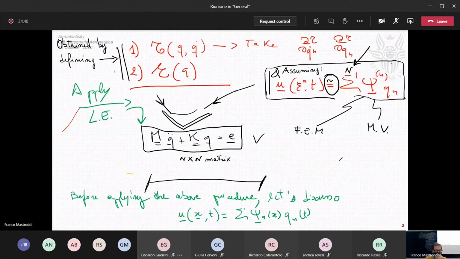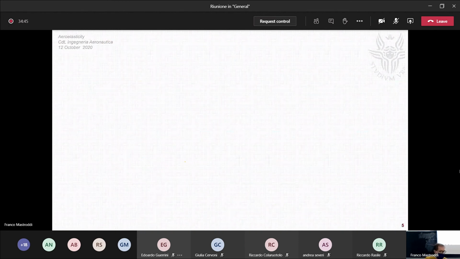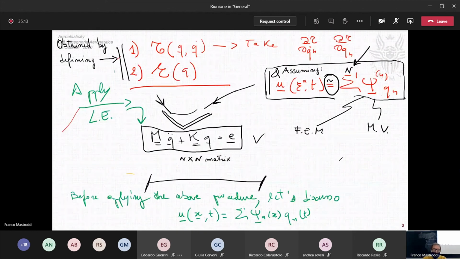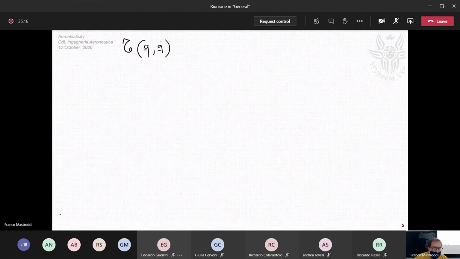Okay? So after this comment, now we can start defining this function T. It is possible to define this kinetic energy as a function of q and q dot, in order to be able to take this partial derivative here. And this is the first step, the next step we are going to do. Well, what about the kinetic energy?